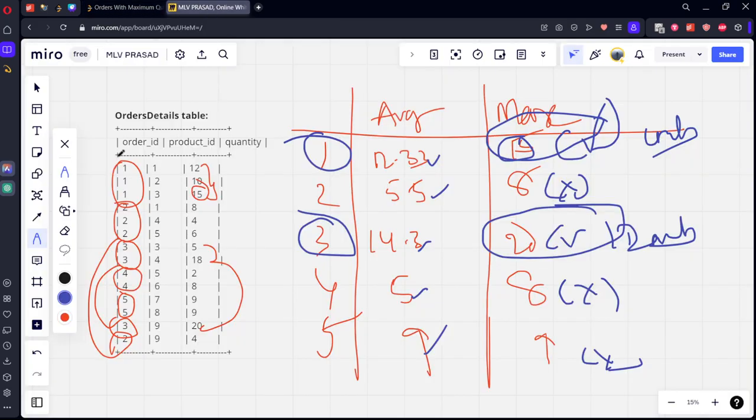So how do we need to calculate it? First, we will group by order ID and calculate the average and also the maximum. Average will be sum of items divided by count of items. Let's calculate that, and after that let's see the comparison.